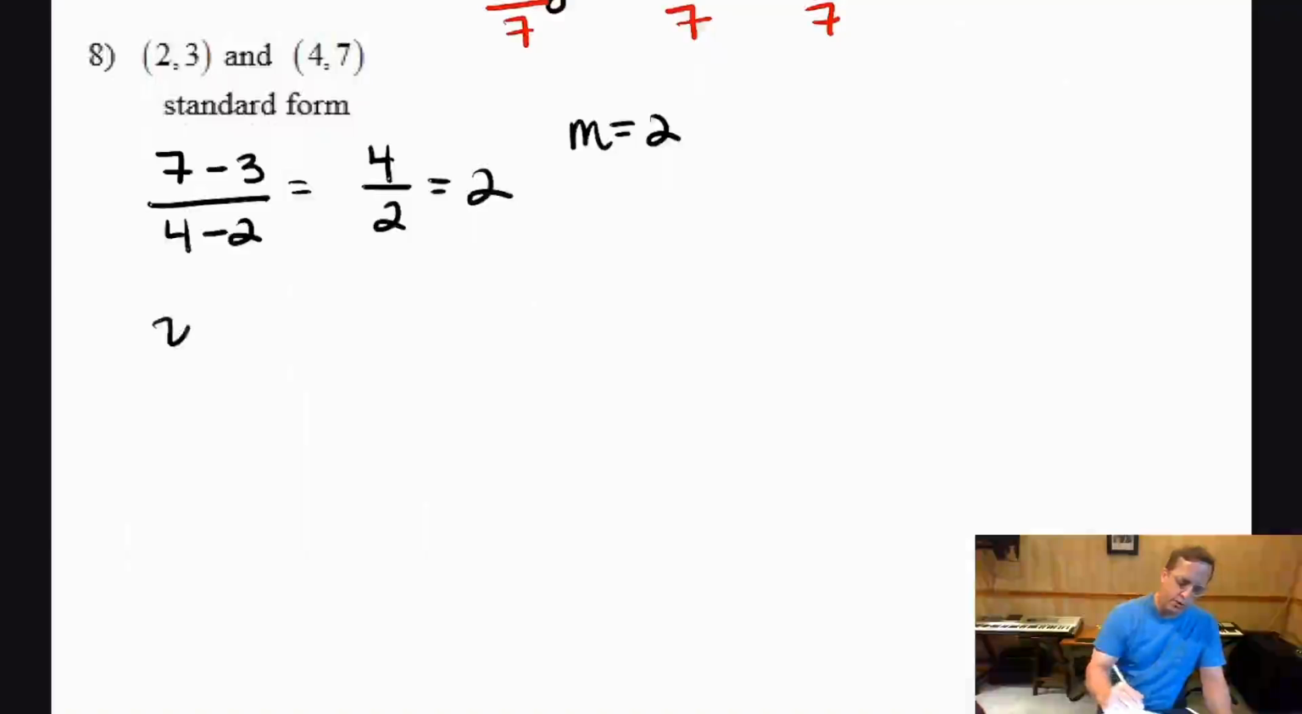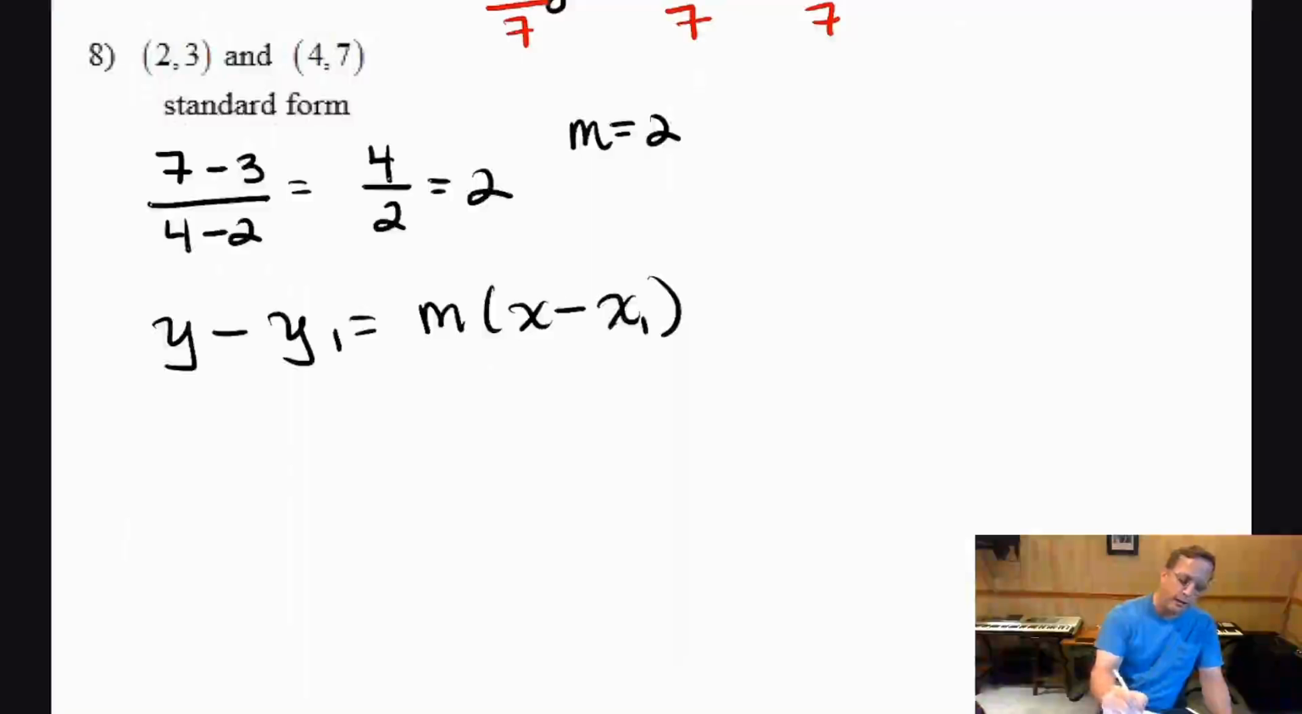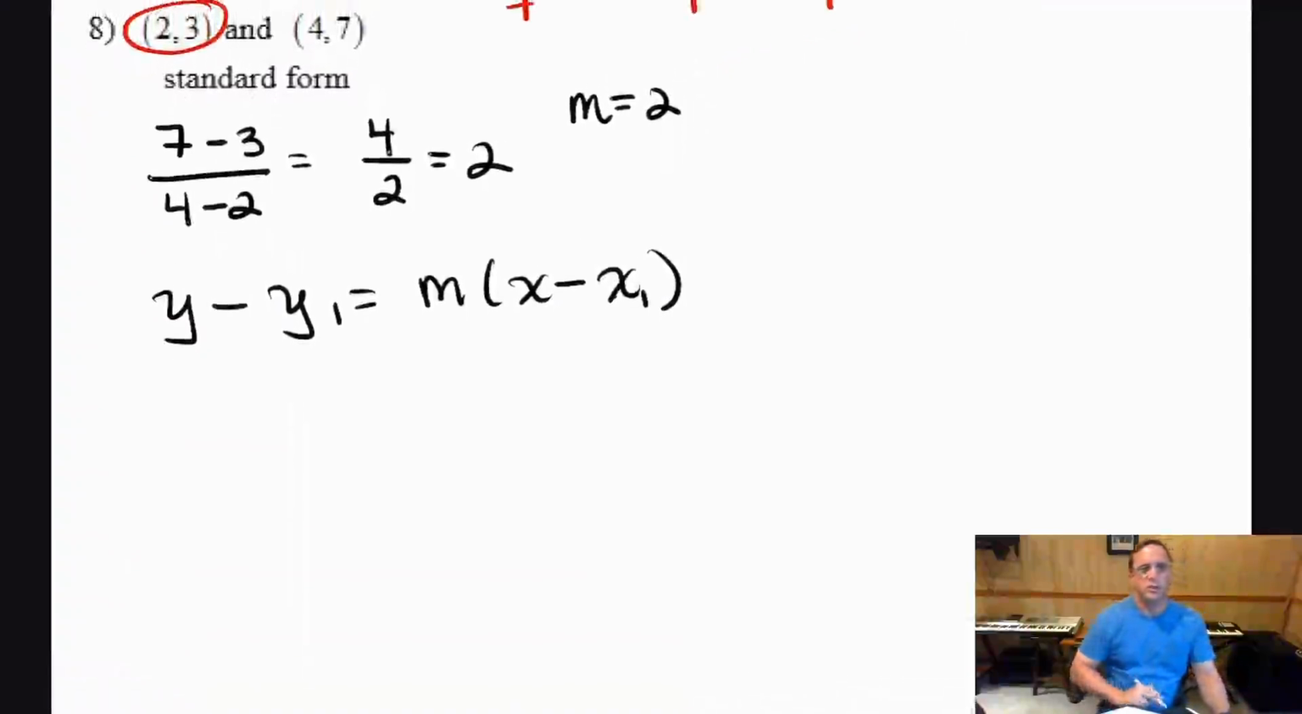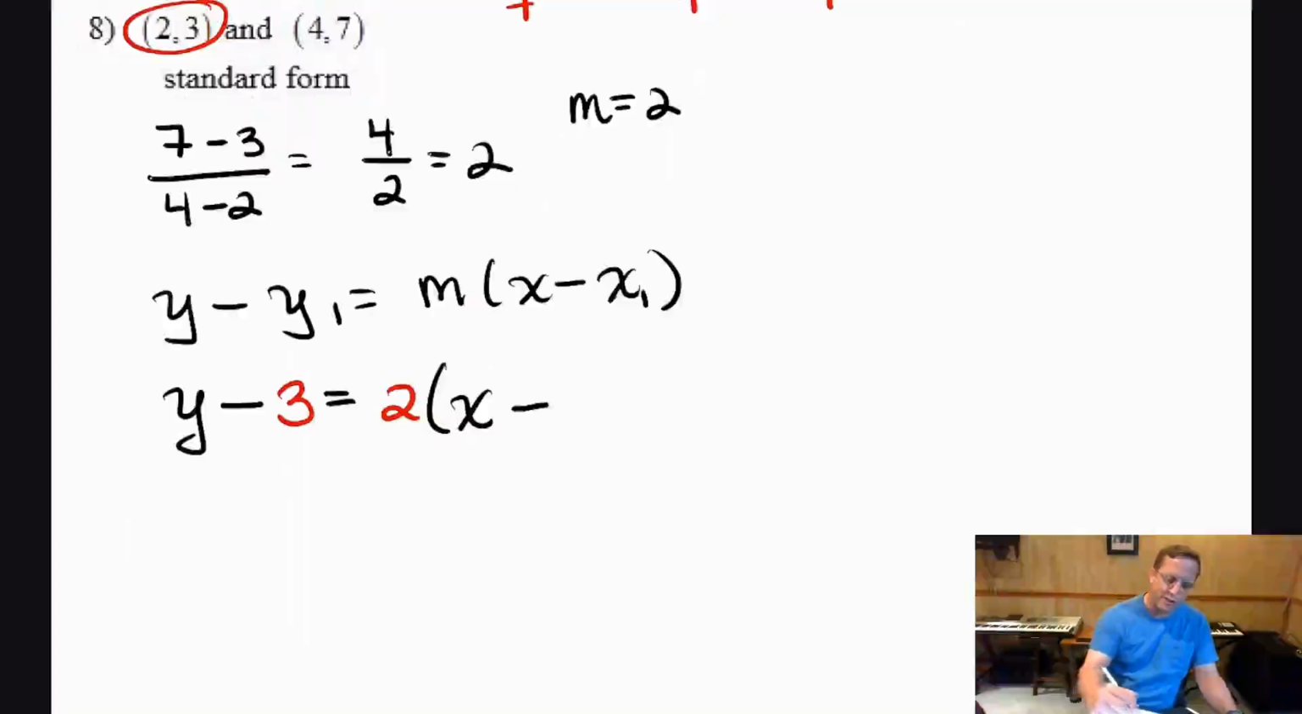And now I'm going to go to the point slope formula, and just pick whatever one. I'm going to use 2, 3 here. Both of them are positive, so they're both just as easy to use with whichever one you pick. And let's go ahead and put those values in. So we got y minus 3 equals, our slope was determined to be 2 times x minus, and our x1 is 2.